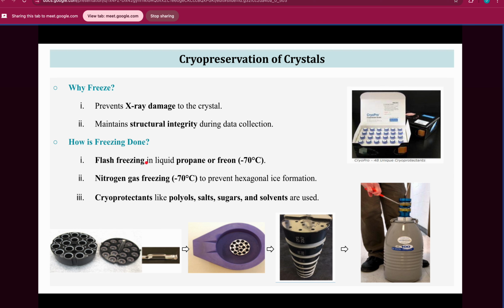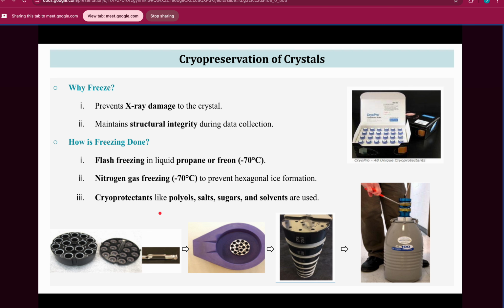So the first thing is flash freezing. In flash freezing, what we do is take liquid propane or freon. We put our crystal into these liquids and they quickly freeze it. This is known as flash freezing at minus 70 degrees centigrade. The next way we can freeze it is nitrogen gas freezing. This is also done at minus 70 degrees centigrade, to prevent hexagonal ice formation. So to avoid ice formation, we can also go for nitrogen gas freezing.